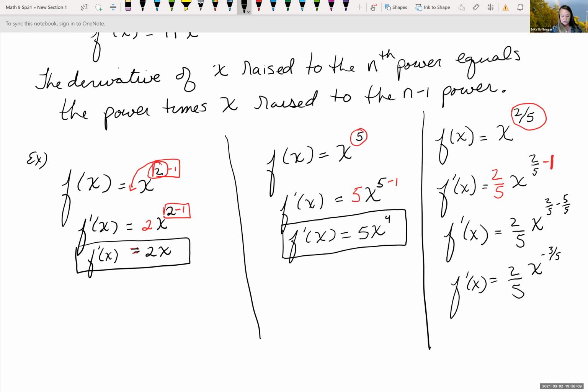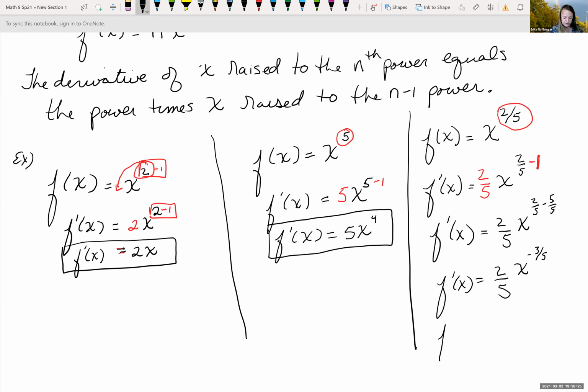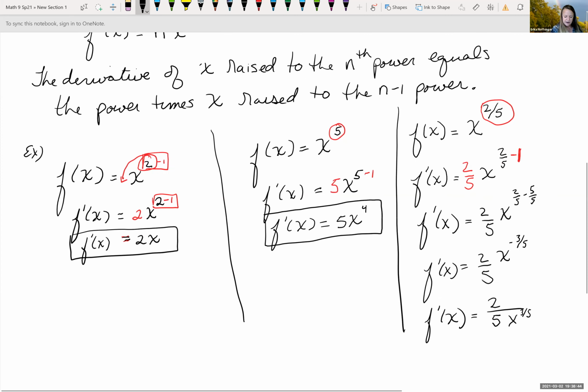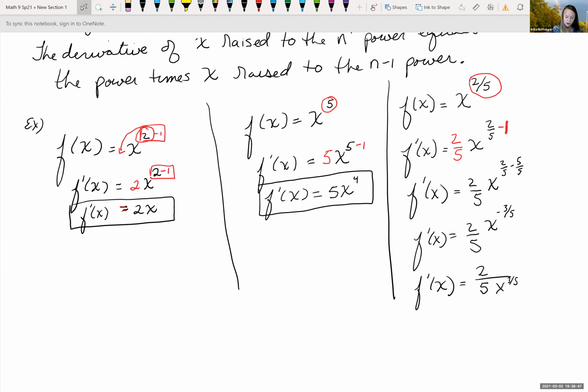A lot of times we don't like to have negative exponents, so we rewrite them as positive exponents. Recall, if you had a negative exponent in the numerator, we could make it positive by bringing it down to the denominator. So in this case, f prime of x is equal to 2 over 5, bringing this down to the denominator, x now raised to the positive exponent 3/5. I'm going to leave it like that. Actually, I'm going to write it one other way, since these are all equivalent.